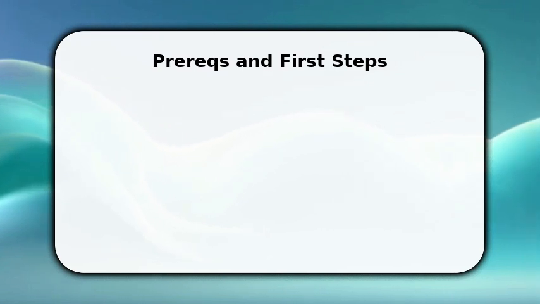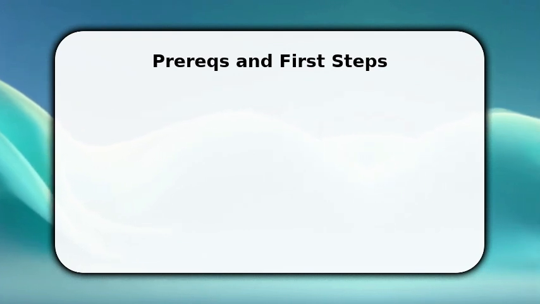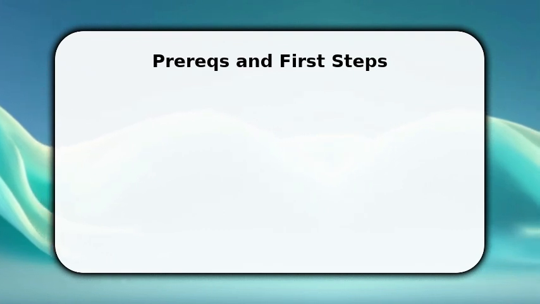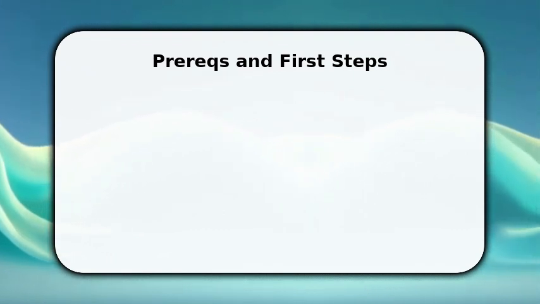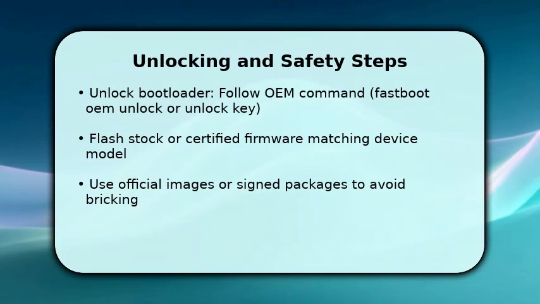Make sure to back up important data because unlocking or flashing can wipe storage. Also confirm bootloader unlockability in the manufacturer settings or docs. Finally, install the Android SDK platform tools on your computer so you have ADB and fastboot ready to run. You now unlock and prepare firmware.